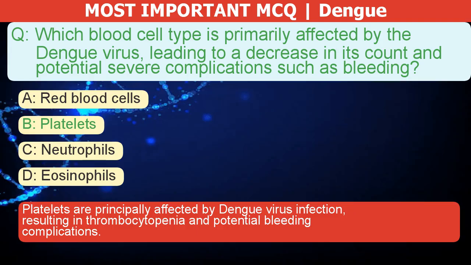The correct answer is B. Platelets are principally affected by dengue virus infection, resulting in thrombocytopenia and potential bleeding complications.